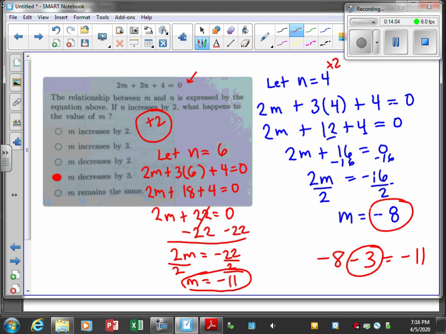Now, on these particular problems, it's easier just to pick a value for n, solve it, look at what's happening to m, and then do the operation to it. So increase it by 2 and then look at it. The idea is that you want to compare what happens to m each time to be able to make your choice selection. In this case, it just so happened to go from here to there, so it was decreased by 3. And negatives can be a little bit confusing.